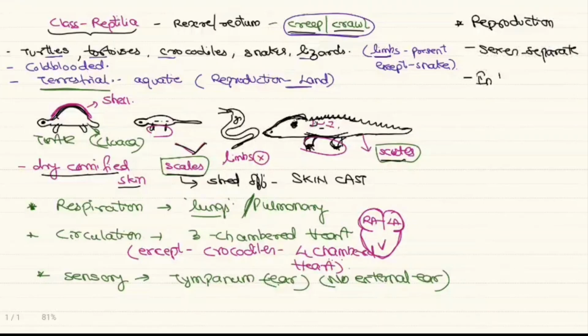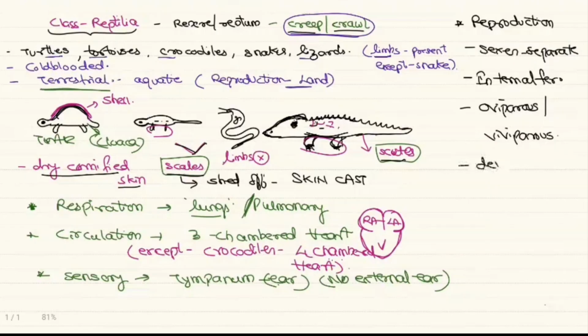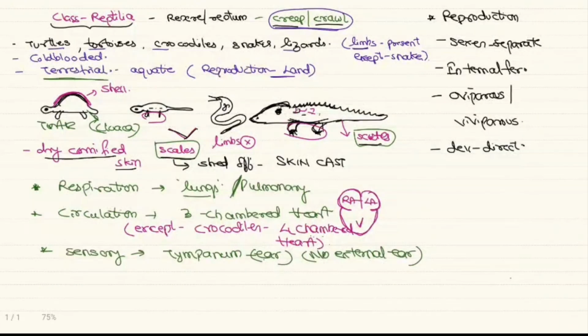Coming to reproduction, as usual, the sexes are separate. As they are terrestrial, they have internal fertilization. Most of these animals are oviparous, that is egg-laying, whereas some of the snakes are viviparous, which directly give birth to the young ones. Development is direct as no larval form is present here.